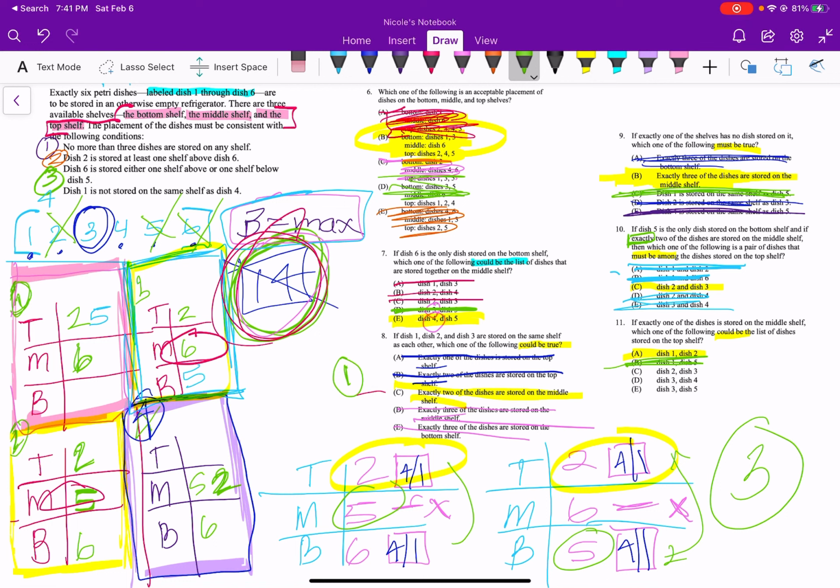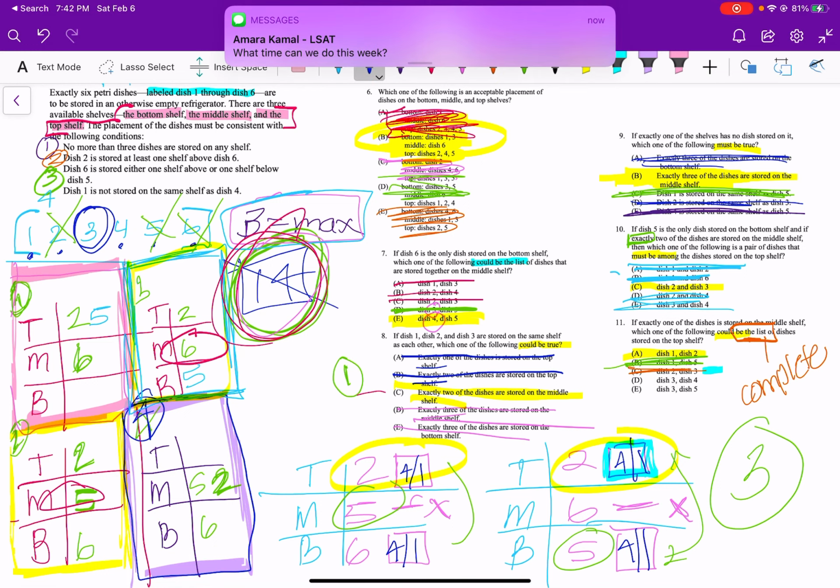No, because this is a trick answer. One of 1 and 4 always has to be here, so this is leaving out that choice. When it says could be the list of dishes stored, this is asking for a complete list. It's not just asking for a partial list. Think of that as literally the full list. So it's not C.